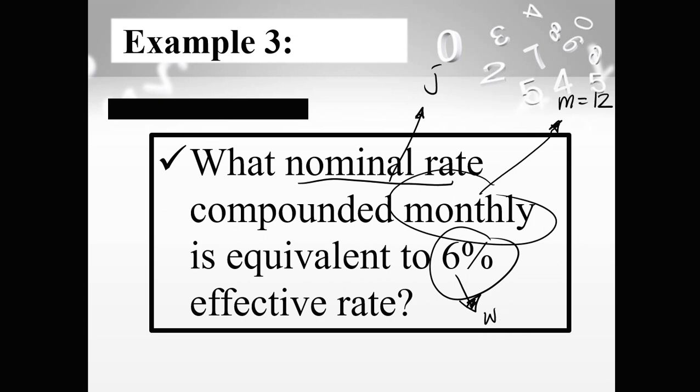So, proceed tayo sa next slide to write the given and then we will solve. So, given for example number 3, we are solving for the nominal rate. Okay? So, we have M, which is monthly. And then, we have effective rate, which is the 6%. Convert it into decimal, we will get 0.06. Yan. So, write the formula of the nominal rate.